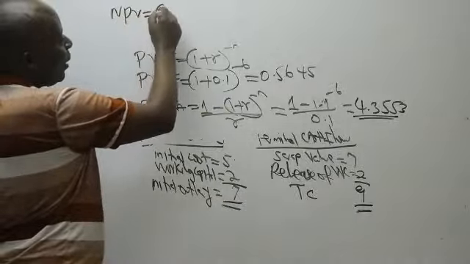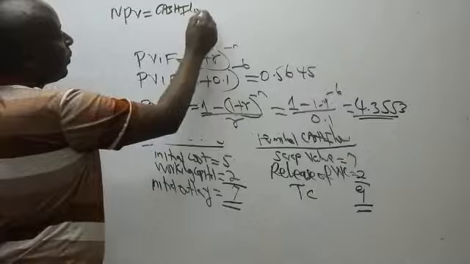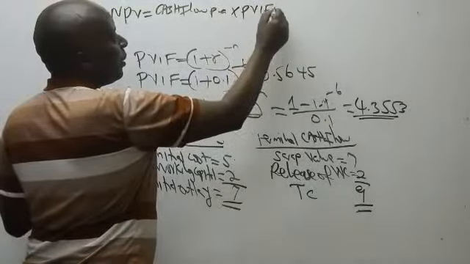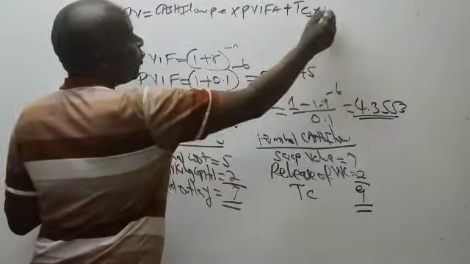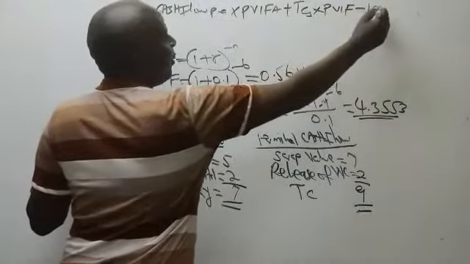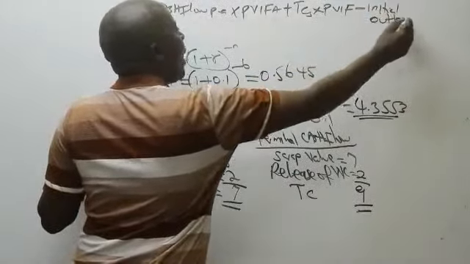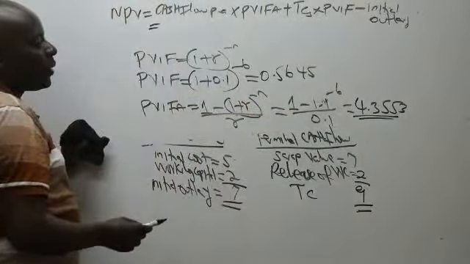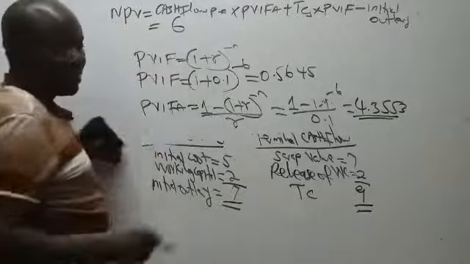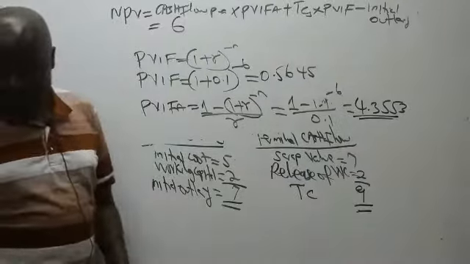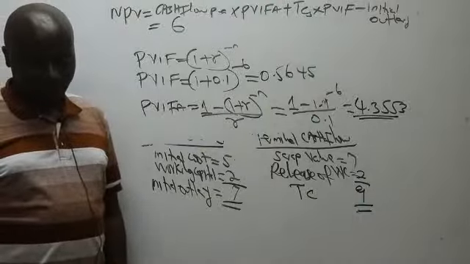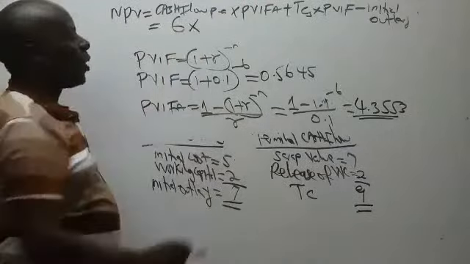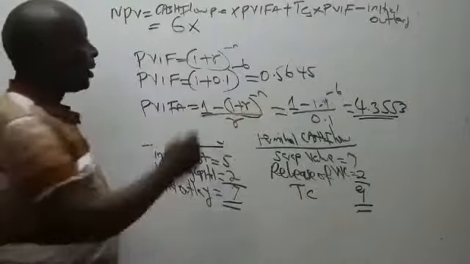So NPV will be our cash flow per annum times PVFA plus our terminal cash flows times PVF minus the initial outlay. I forgot my cash flow per annum, but I remember something like 6. Is there somebody who can remind us the cash flow per annum? 6, thank you very much, Silvanus. So 6 times PVFA.